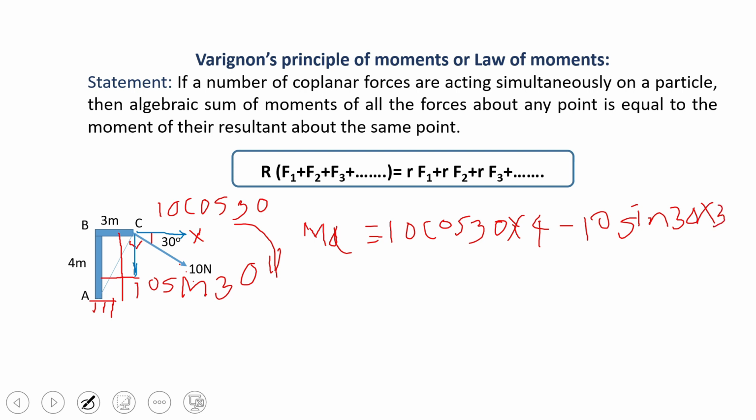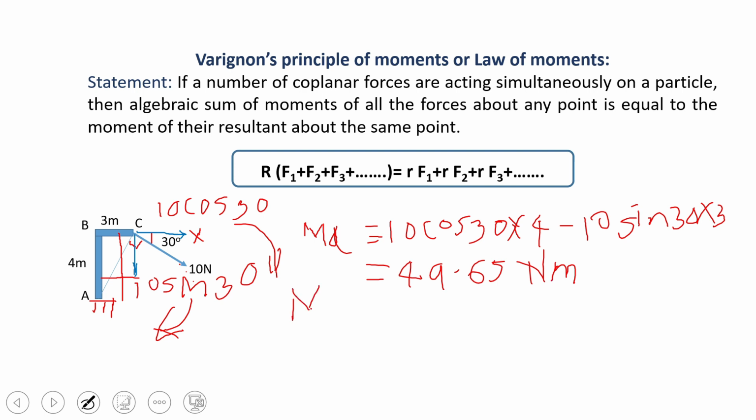Why have we taken minus again for this component? Because you can see towards A it is again giving the clockwise sense, and the perpendicular distance of this vertical component is 3 meter from point A. So if we do the calculation of this, you will get about 49.65 something, and the unit is Newton meter, because our force is in Newton and the distance is in meter.